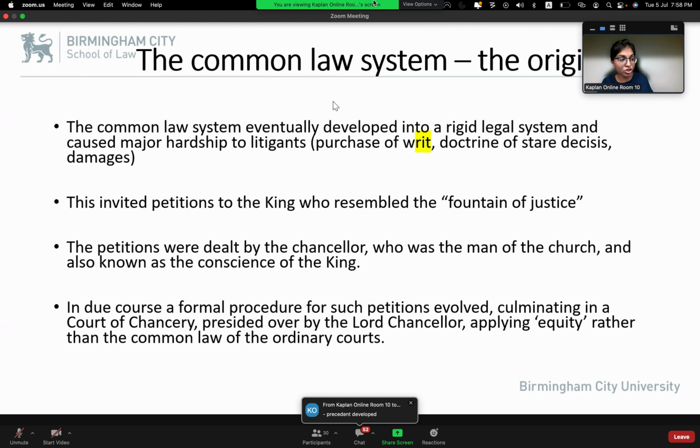Once the judges have developed the laws, you have to follow the laws. Okay? So let's say, I think all of you know Donoghue and Stevenson, right? If you have a similar case as Donoghue and Stevenson today, you have to follow the decision in Donoghue and Stevenson. You cannot follow any other decisions. So like cases must be decided alike.